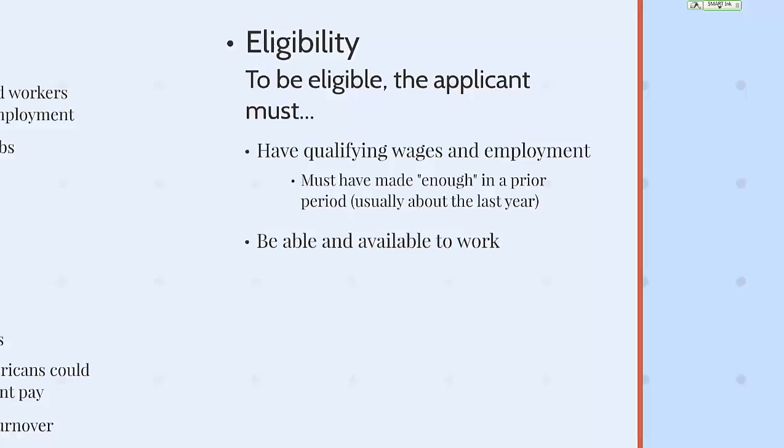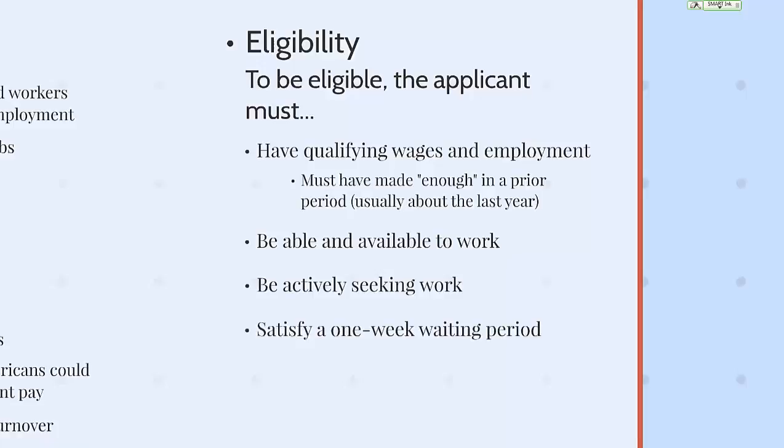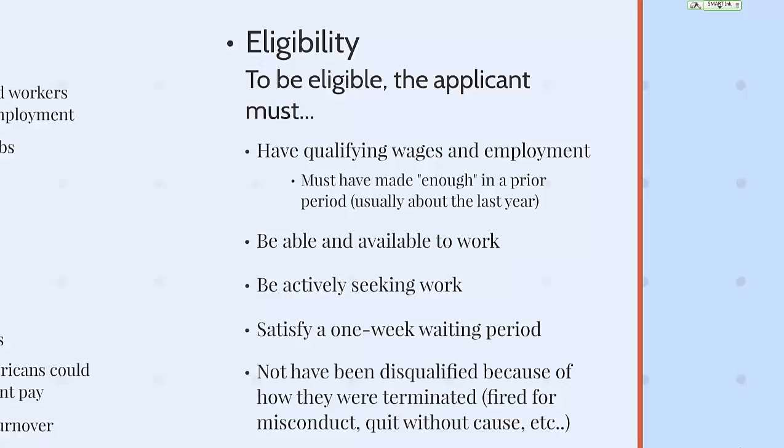You must be able and available to work. If you are, for example, disabled, you would be collecting from Social Security. You should be actively seeking work, and you must satisfy a 1-week waiting period before collecting unemployment insurance. And you must not have been disqualified from unemployment benefits because of how you were terminated. If you were fired for misconduct or you quit without cause, for example, you are not eligible for unemployment insurance.